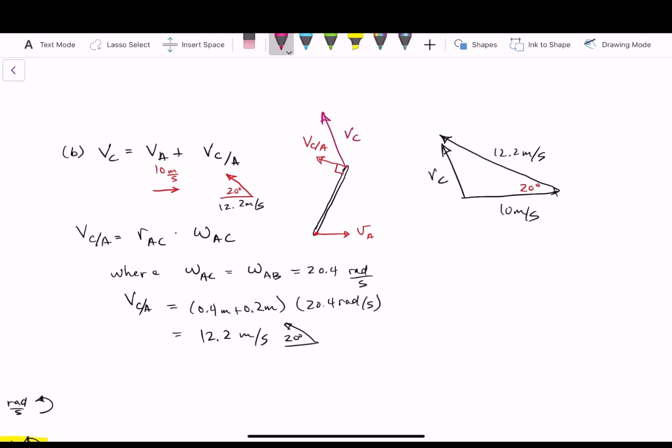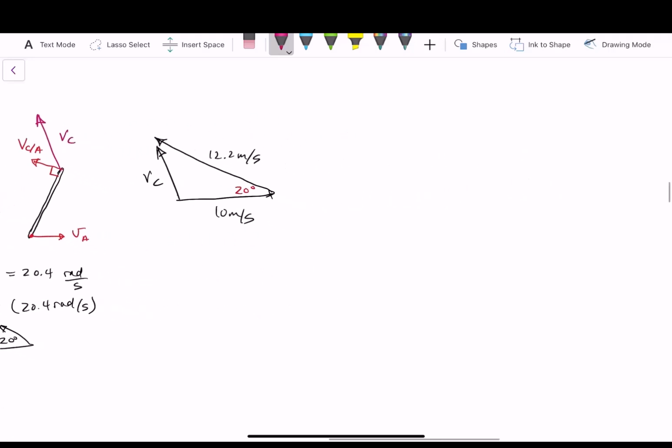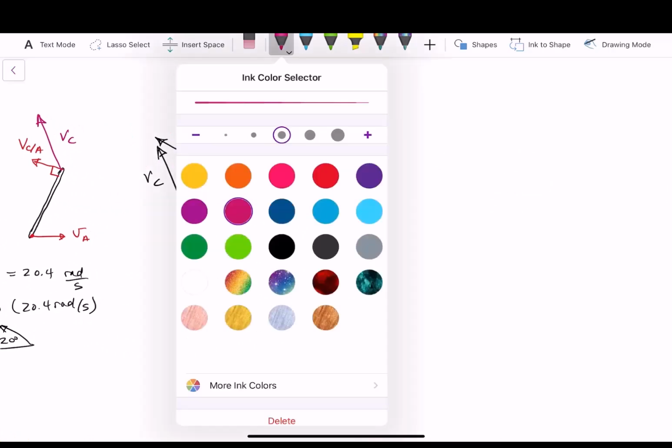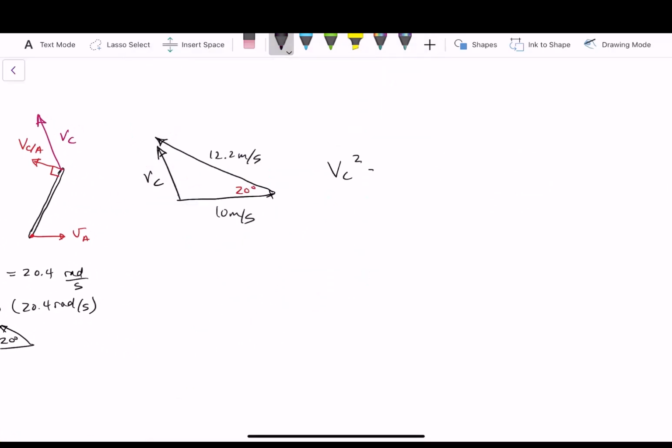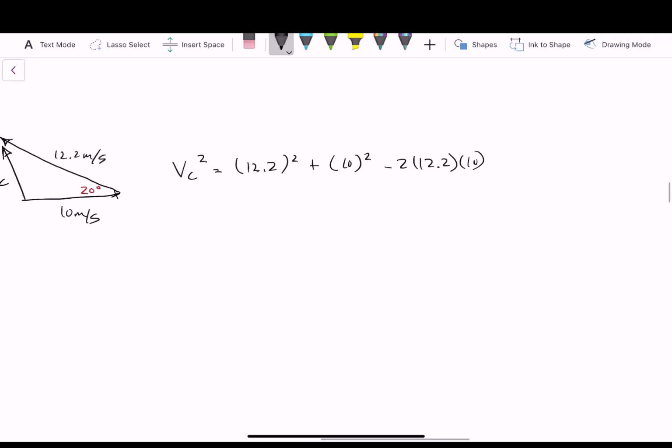Now, the great thing is that in this particular case, we have two lengths and the opposite angle to the length that we need to solve for. So this is a perfect example where we can use the cosine law, where VC squared is equal to 12.2 squared plus 10 squared minus 2 times those two lengths, 12.2 times 10, times the cosine of the angle, which is 20 degrees. And what we're going to get here is VC equal to 4.42 meters per second.